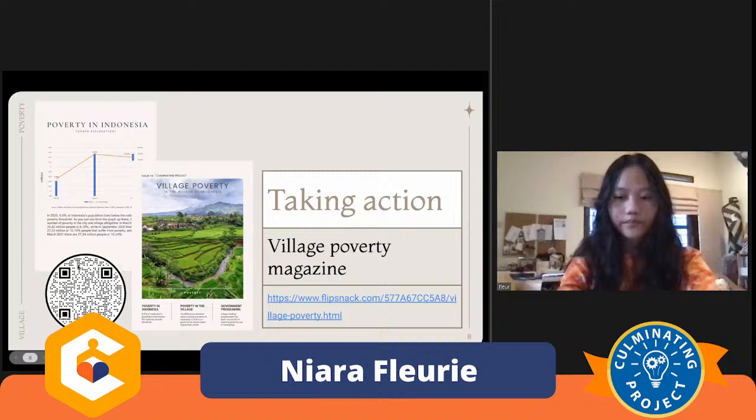And if it wasn't evident enough, I made a magazine for my final product. I created a magazine full of information on poverty, ranging from a broad explanation to a more particular topic about poverty in an Indonesian village, so that people may gain an understanding of what is going on and raise awareness about the issue of poverty in the area. If you want to see my magazine, you can scan the QR code on the left or use the link on the right. I also promoted my product by openly sharing my magazine with individuals on my social media and in my immediate surroundings, such as my family and close friends.